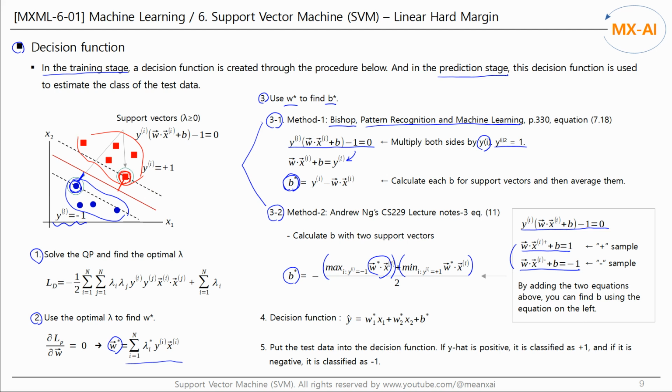Now that the W star and B star have been determined, we can create the equation of the decision boundary as follows. This is the decision function. This is step 4. Step 5 is the step of predicting the test data. Put the test data into the decision function. If y hat is positive, it is classified as positive 1. And if it is negative, it is classified as negative 1.